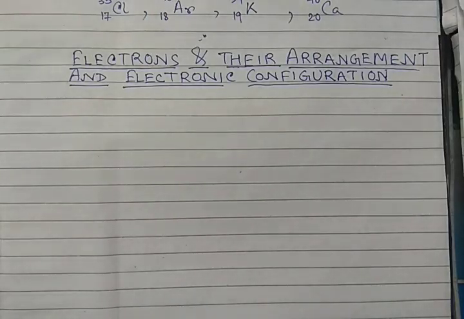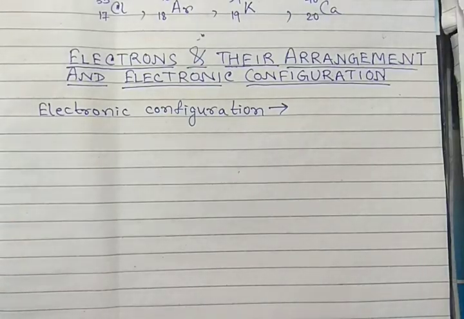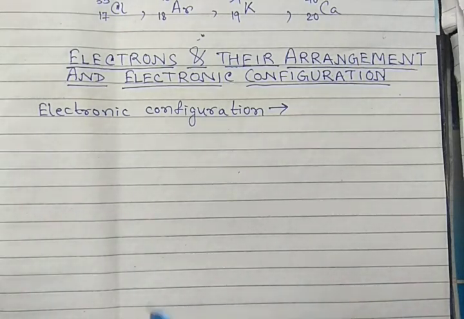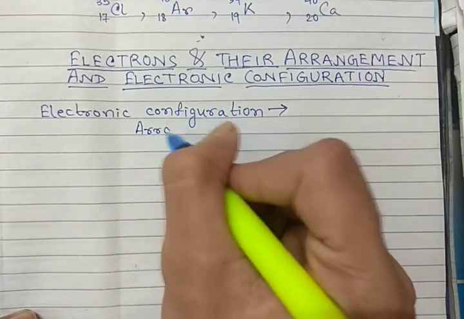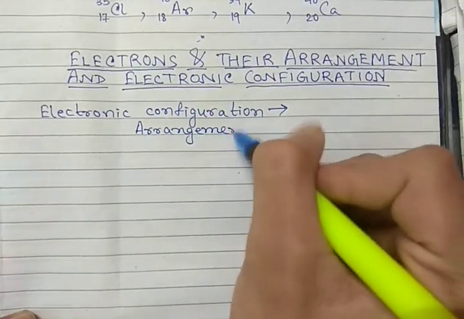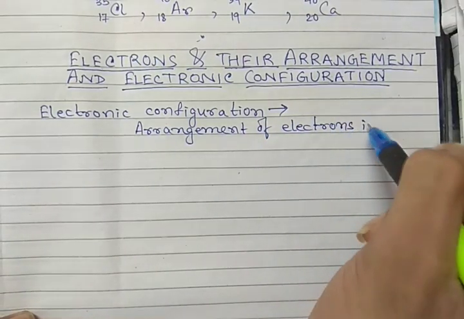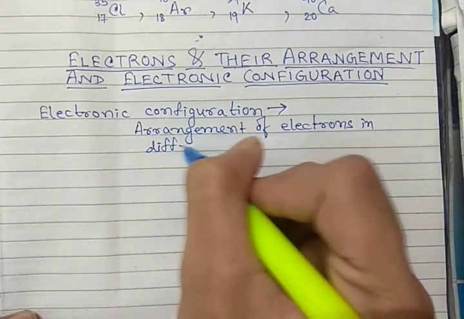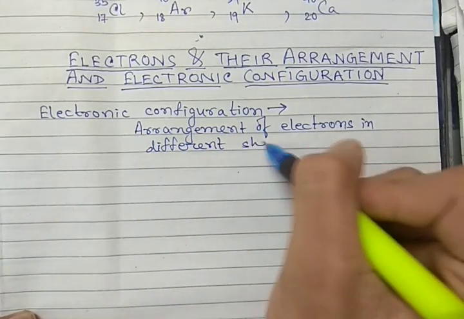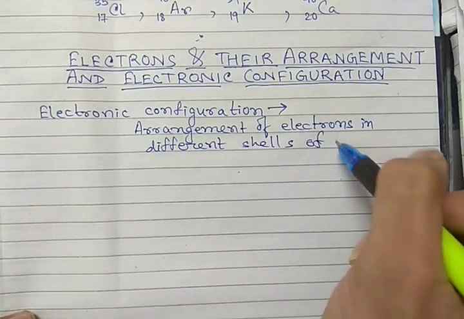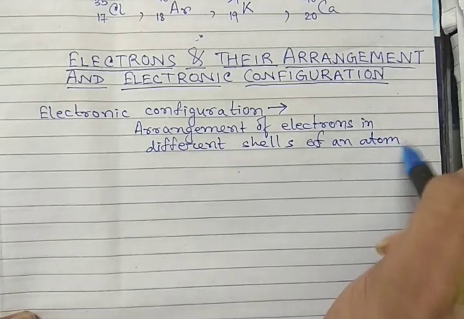Okay, at first we will understand what exactly is electronic configuration. Okay, so what is electronic configuration? It is actually the arrangement of the electrons in different shells of an atom. The arrangement of electrons in different shells of an atom is known as electronic configuration.